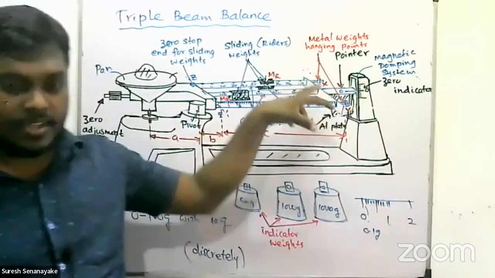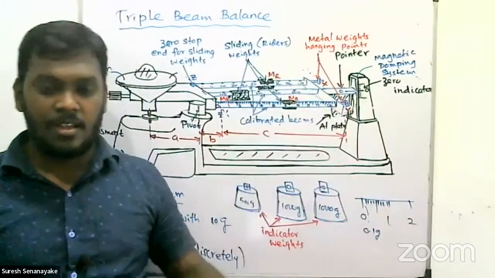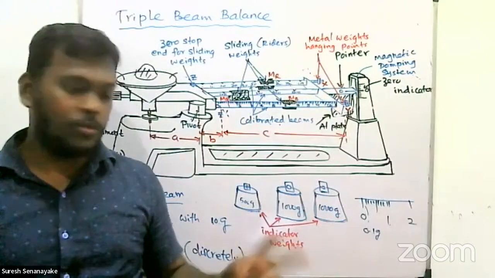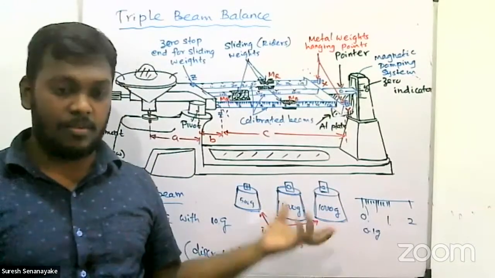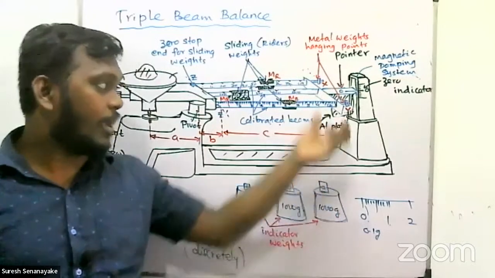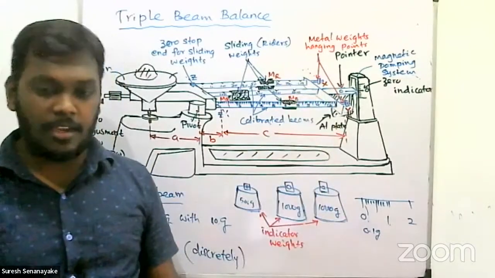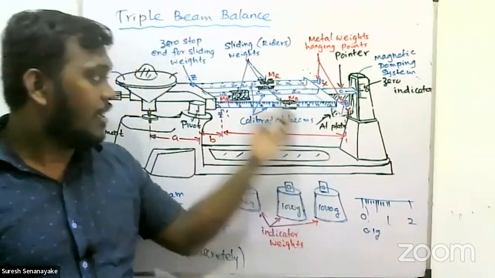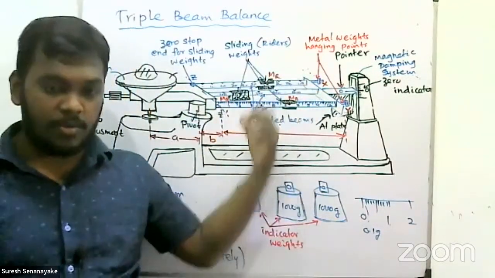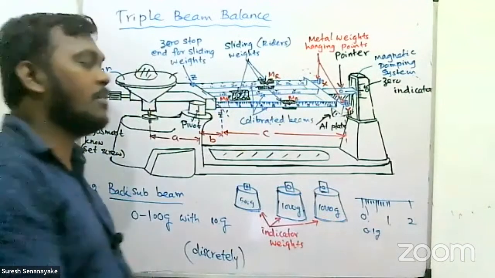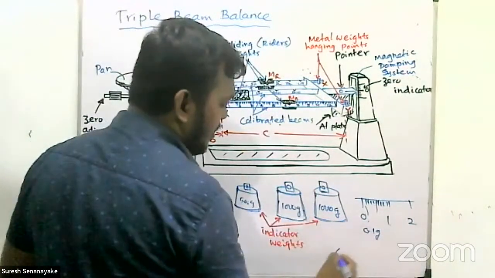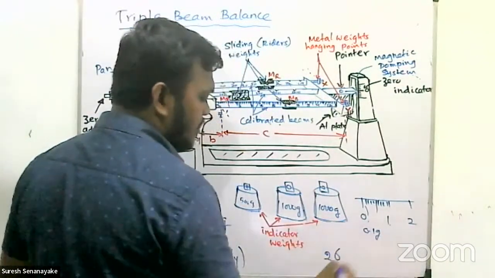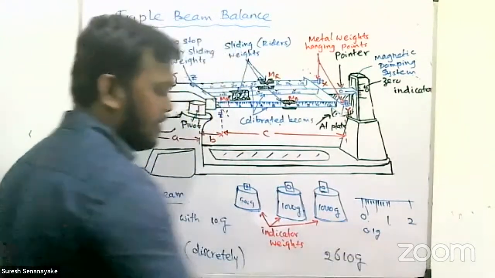There are only 2 nails. At once you can hang only 2 indicator weights. So the maximum is 2000 from them, sorry, 2000, plus another 610 from these beams, and the maximum mass you can obtain using the triple beam balance is 2610 grams only.